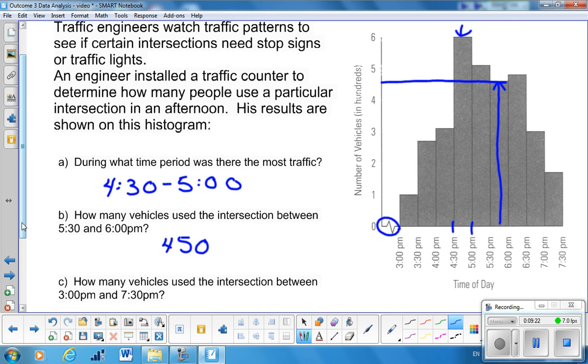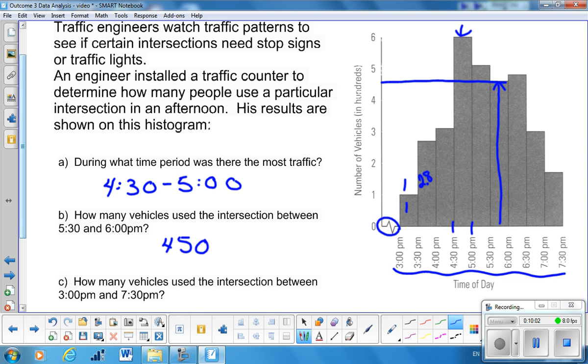How many vehicles use the intersection between 3 and 7:30 p.m.? So this one, we want to look at the number of vehicles for 3 to 7:30, the entire length of time that the study was done. To do that, we're going to need to estimate the height of each bar. So reading across to our graph, we can estimate those heights. The first bar would be about 1 high. The second one is higher than 2.5, but not quite 3, so possibly 2.8.